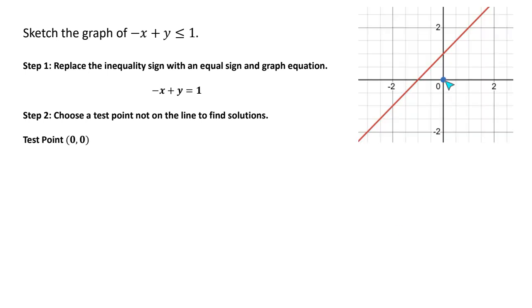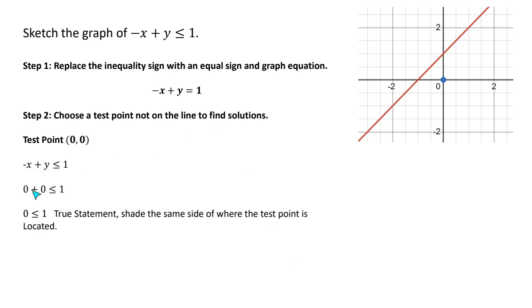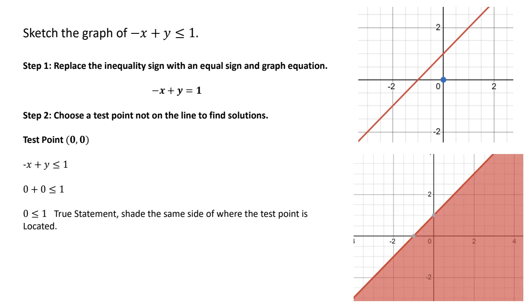So my test point, I can use (0, 0). And I'm going to decide what part I need to shade. So if x is 0, y is 0, we get 0 is less than or equal to 1, which is a true statement. So I'm going to shade the side where the test point is located. So all this area would be shaded. And so this is what it would look like. And so that's only for the first equation.